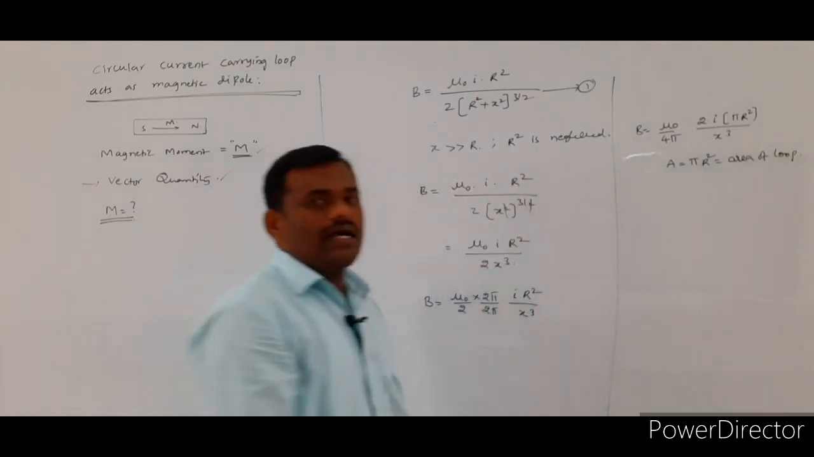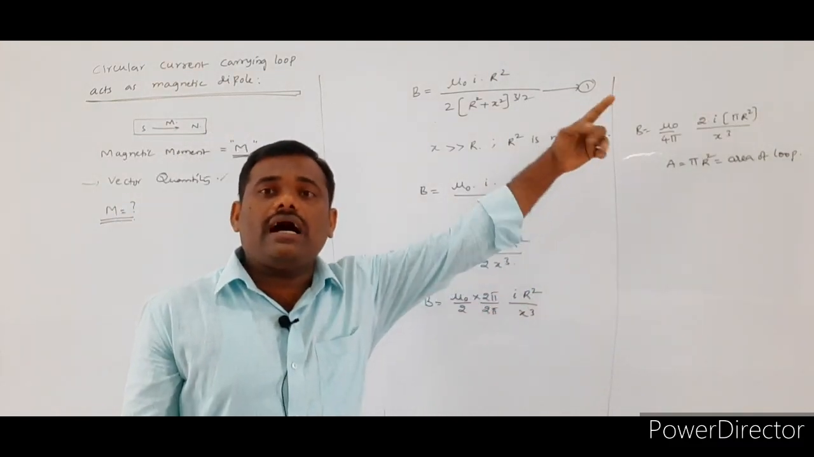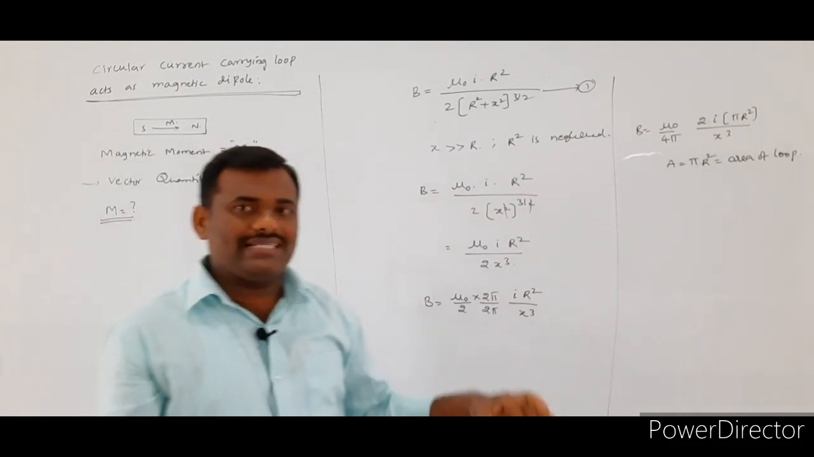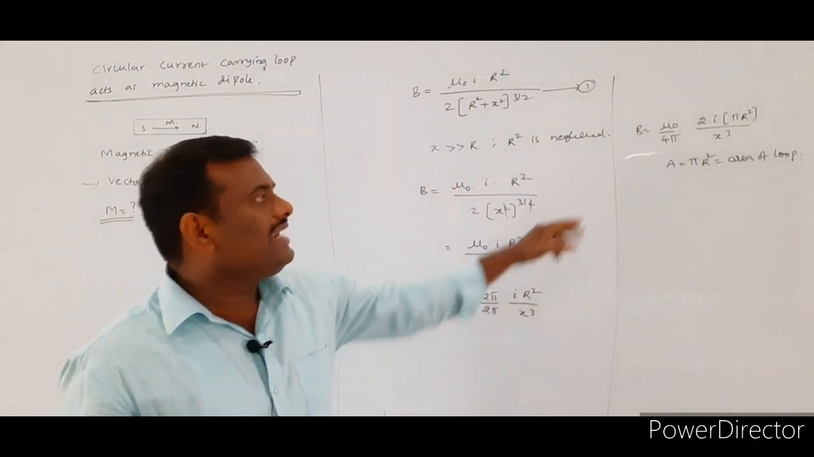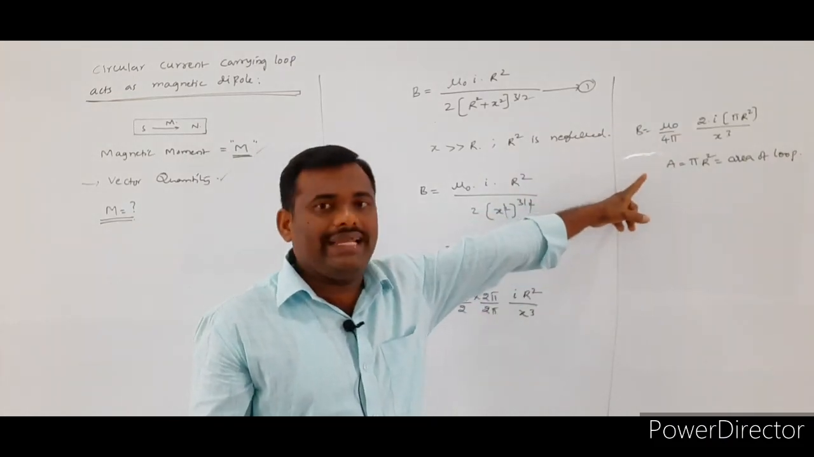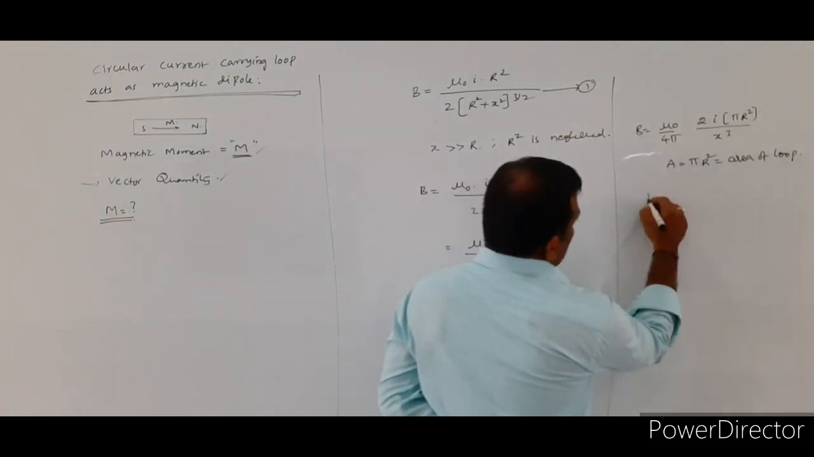A is equal to pi r square. That value indicates the area of the circular loop, because we consider the current carrying loop to be in the form of a circular shape. So its area value is pi r square, and that area is indicated by the symbol capital A.